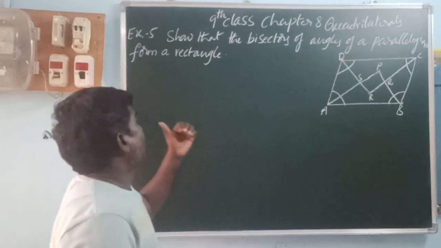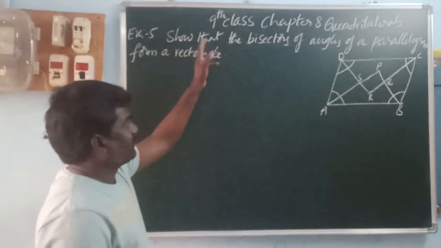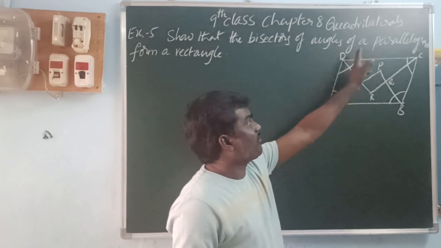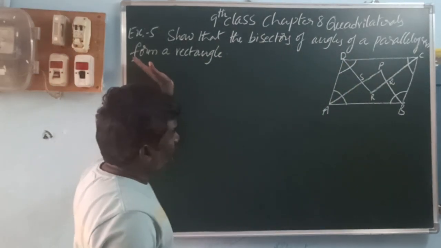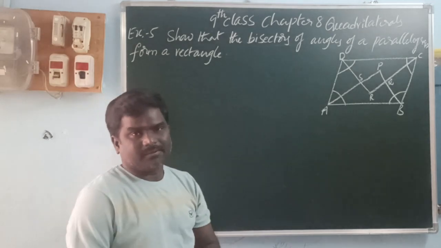Okay, so here, example 5. Prove that the bisectors of angles of a parallelogram form a rectangle.